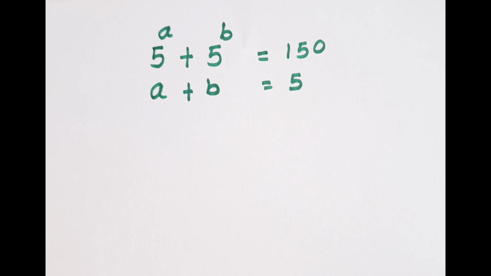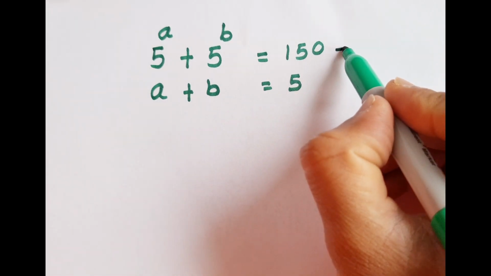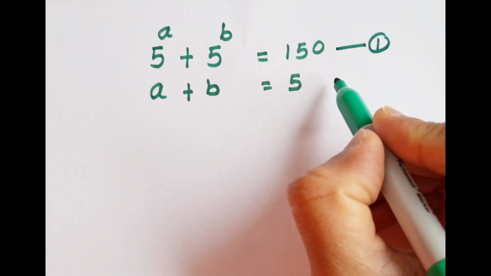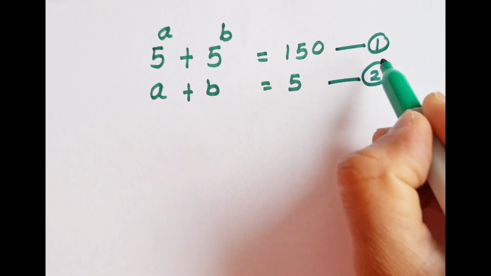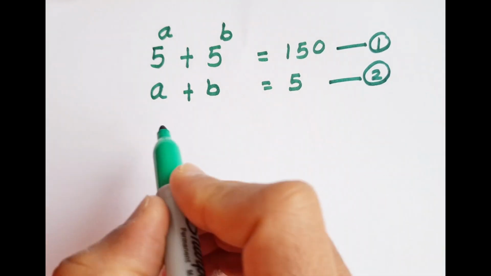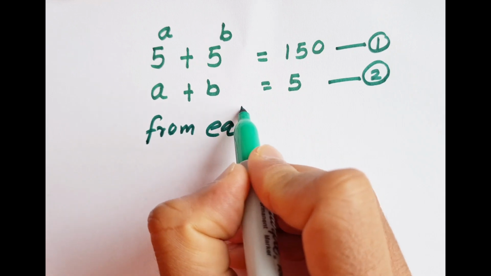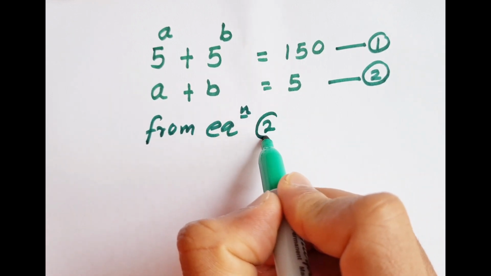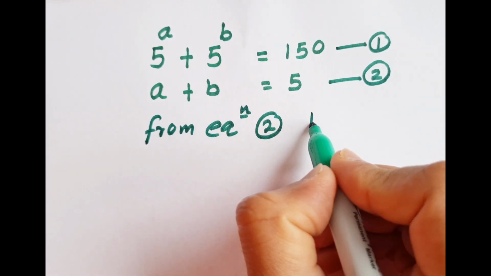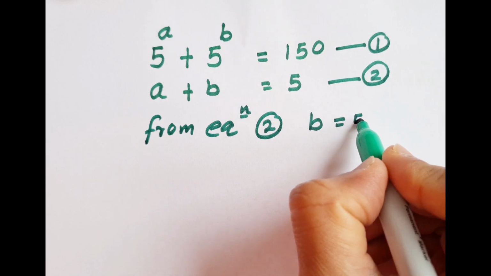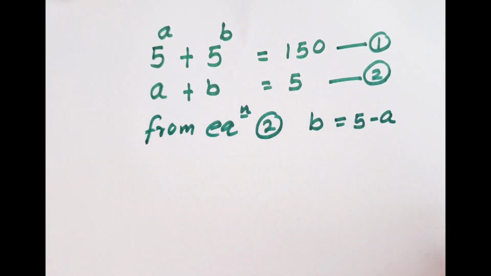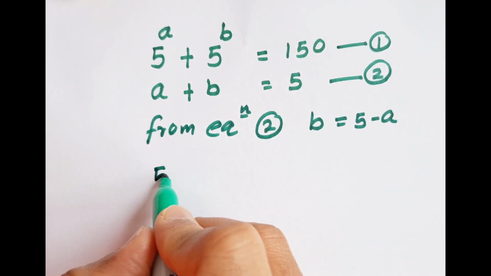It is given that 5 to power a plus 5 to power b equals 150, and a plus b equals 5. This is our equation number 1. This is our equation number 2. We need to find the values of a and b which satisfy equation number 1. From equation 2, I can rewrite the equation as b equals 5 minus a.